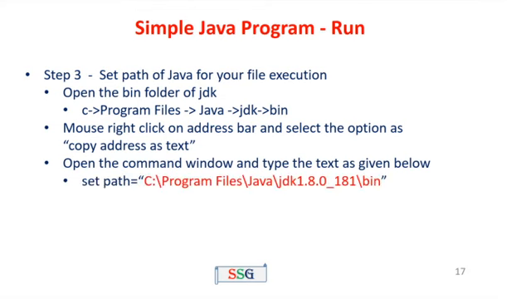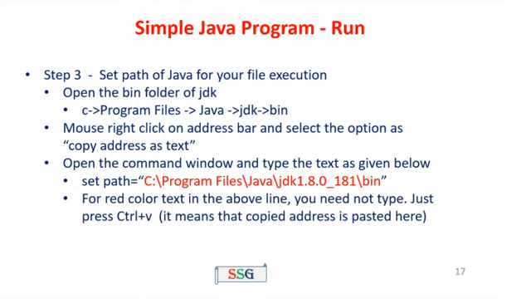Open the command window and type the text as given below. Set space path equal to, open double quotes, paste the address you have copied from the address bar, and close the double quotes. For the red color text in the above line, you need not type, just press Ctrl V. It means the copied address is pasted here. Now the path setting is over.